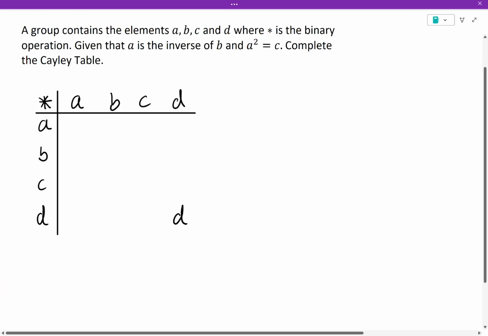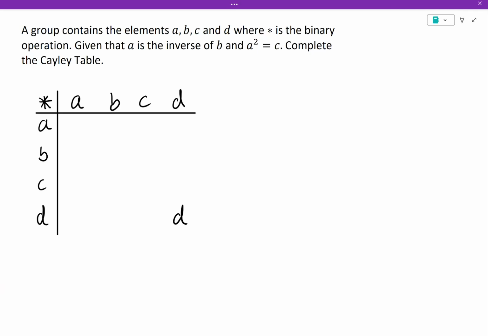Okay, so in this video, we're going to go through this question here. So have a read. A group contains the elements A, B, C, and D, where we've got our binary operation represented by the asterisk. And given that A is the inverse of B and A squared equals C, we need to complete this Cayley table, which does have one element filled out on the inside.